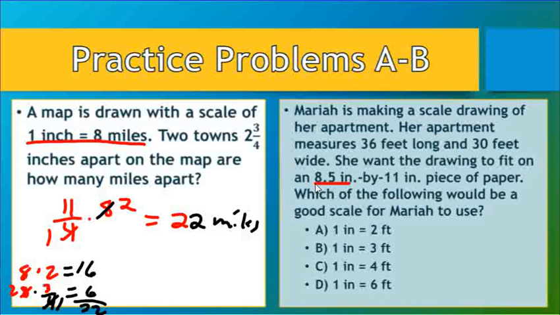8.5 times 3 would give us 25. So I can get closer than that. 8.5 times 4 gives us 34. That is pretty close. So the correct answer would be 1 inch is the same as 4 feet.